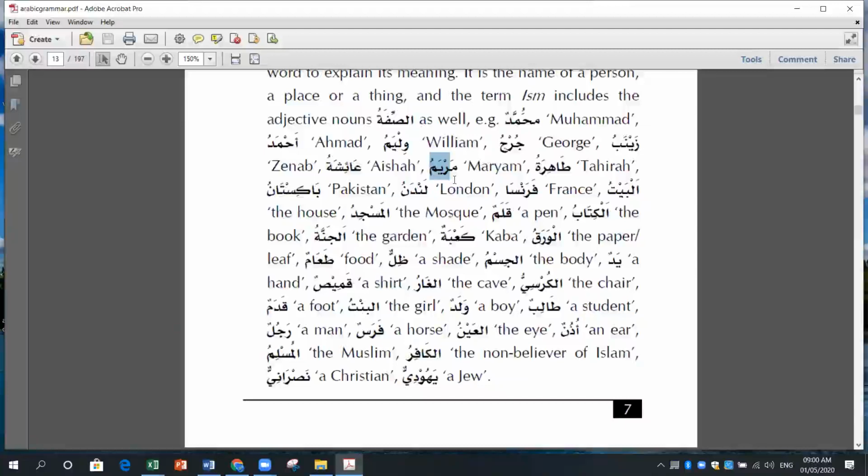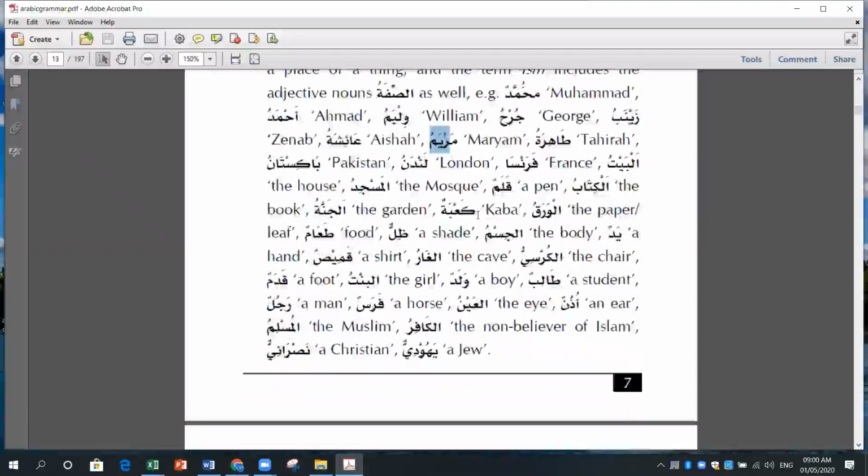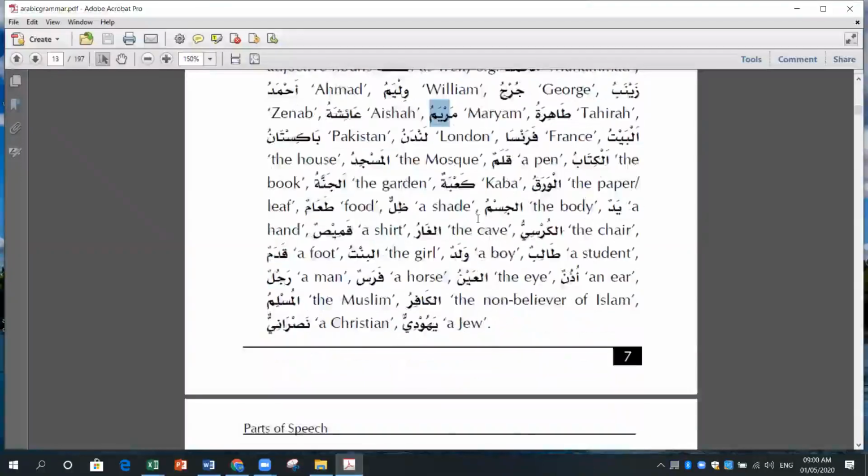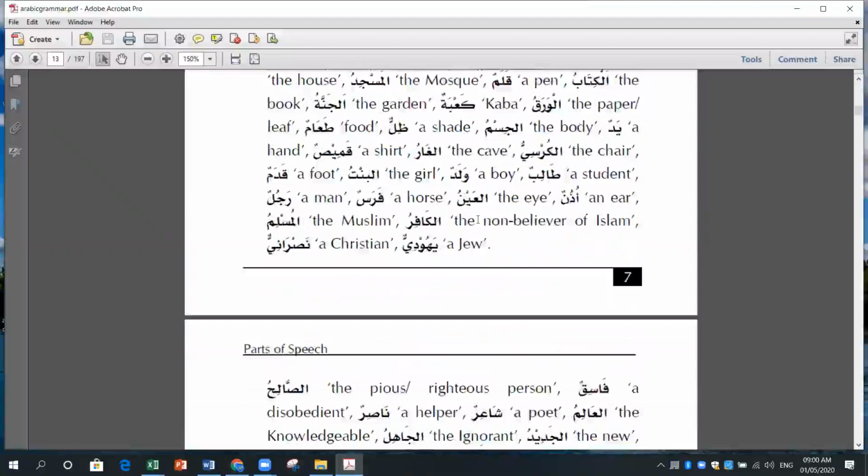So they don't carry tanween, but definitely they are proper nouns. According to the Arabic rule, they don't carry this tanween with them. Okay, I think that's enough for this part. Inshallah, we'll keep revising. Sister, what about Ahmad? Ahmad is not a female name.